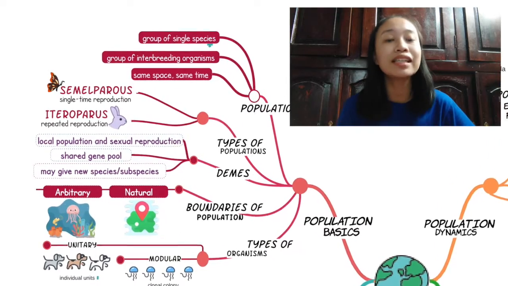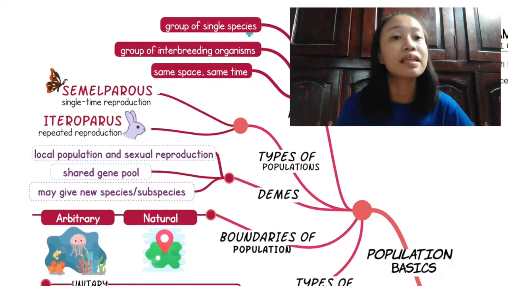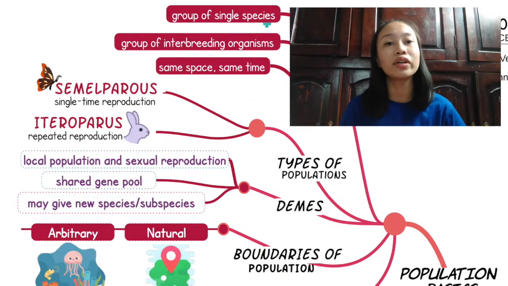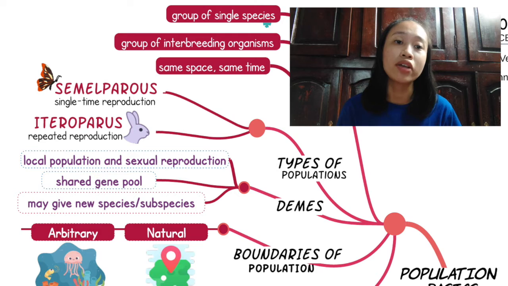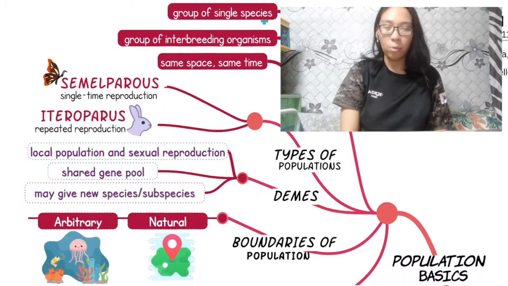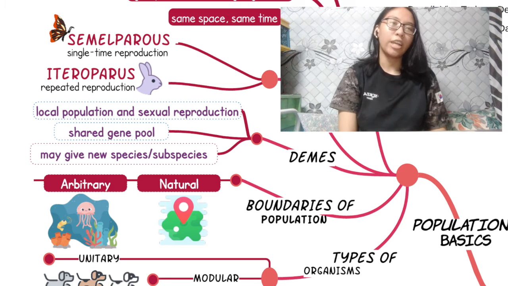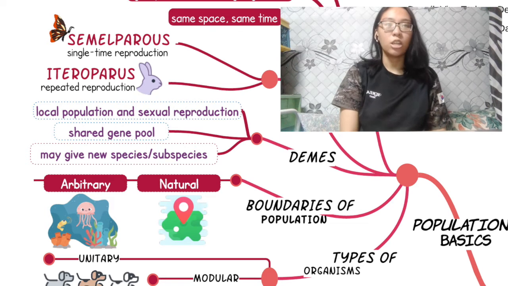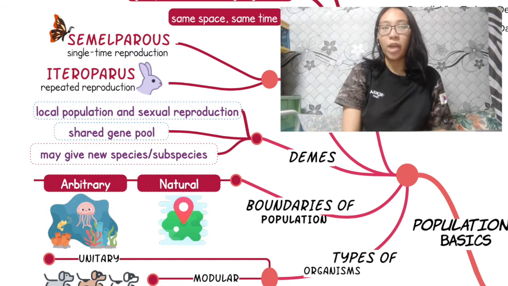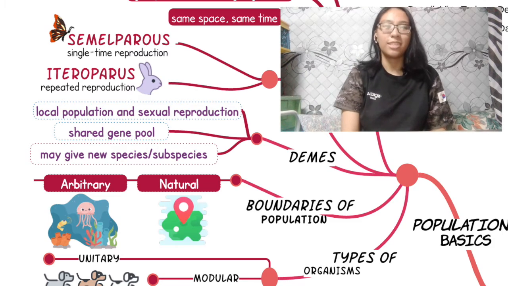One type does single-time reproduction known as semelparous, while the other one is called iteroparous because they perform a repeated reproduction process. We also have what we call demes. Demes are local populations of sexually reproducing organisms that involve a shared gene pool. Prolonged isolation of this local population may give rise to new species or subspecies.